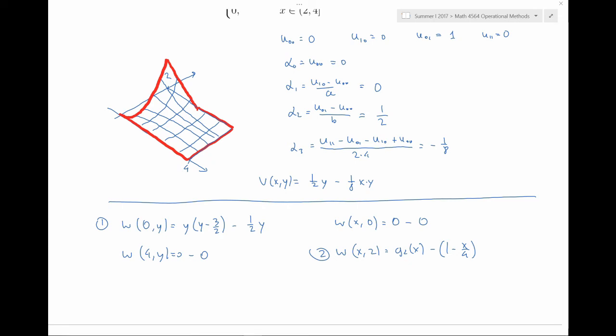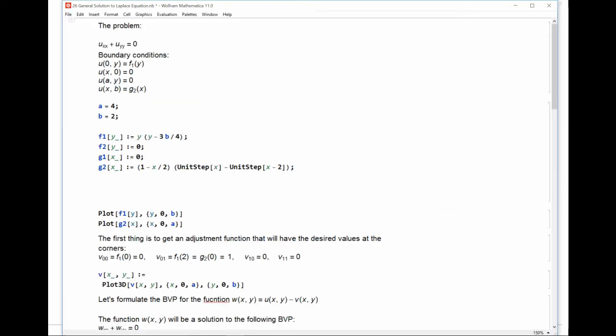And traditionally, I'd like to do these calculations with Mathematica. So here is my setup. I have a equals 4 and b equals 2. I've defined my functions f1, f2, g1, and g2. I defined my function g2 as 1 minus x over 2, only applicable on the interval from 0 to 2. I use the unit step functions to define piecewise functions. You can go ahead and use the piecewise command to define this function. That will not make any difference to the overall result.